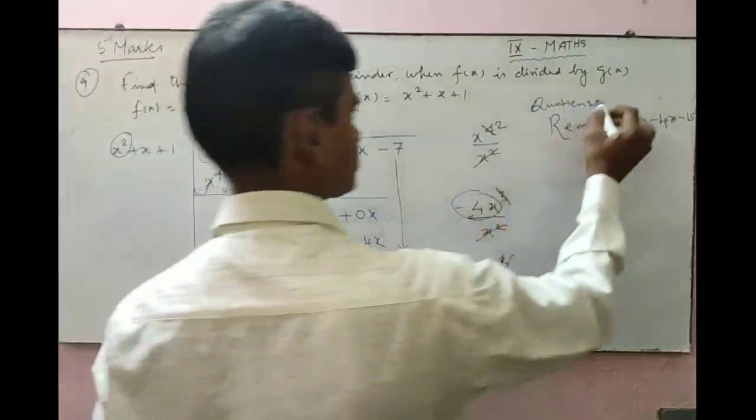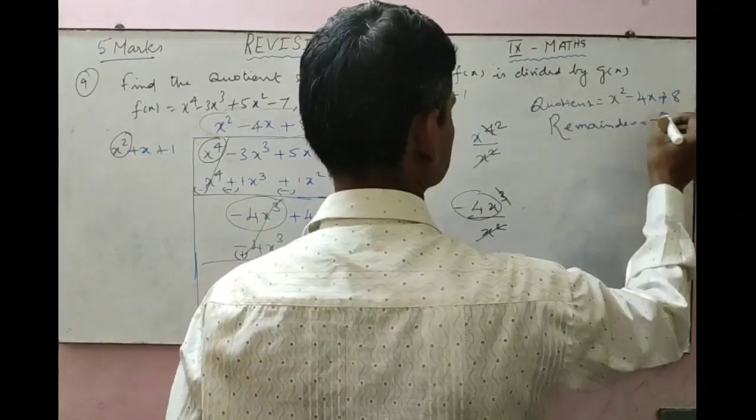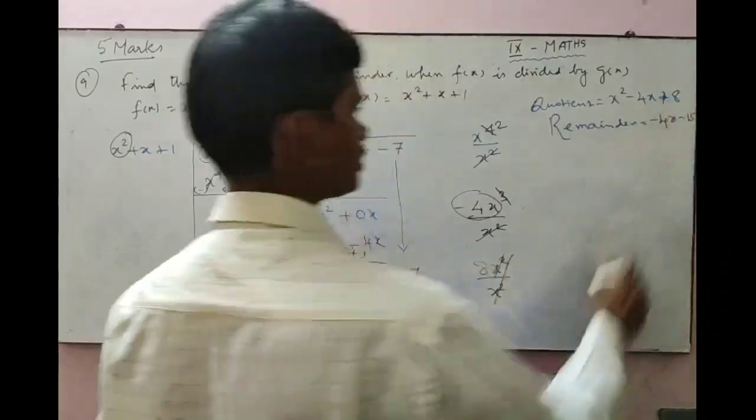The quotient is x square minus 4x plus 8. So this is the quotient and this is the remainder.